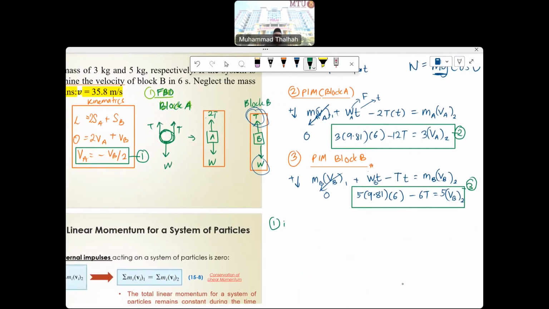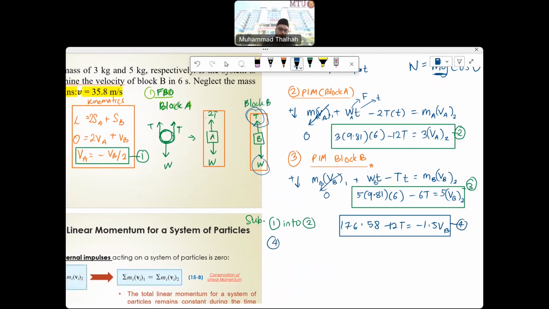Substitute 1 into 2. So 176.58 minus 12t equals negative 1.5 V sub B. Let's call this one equation 4. Then let's multiply equation 3 by 2. You will see why later.